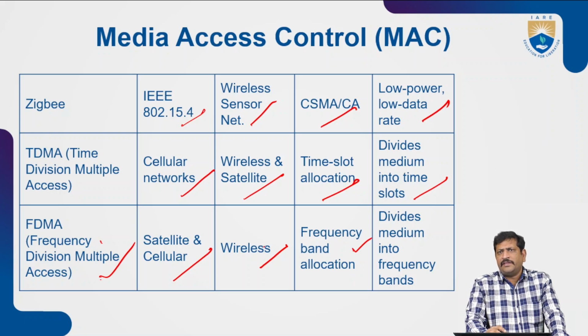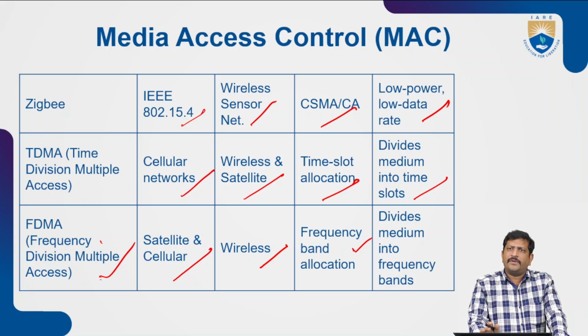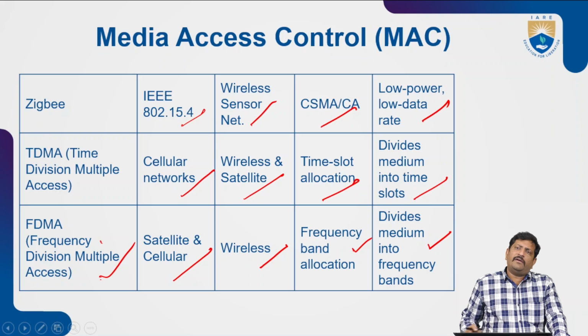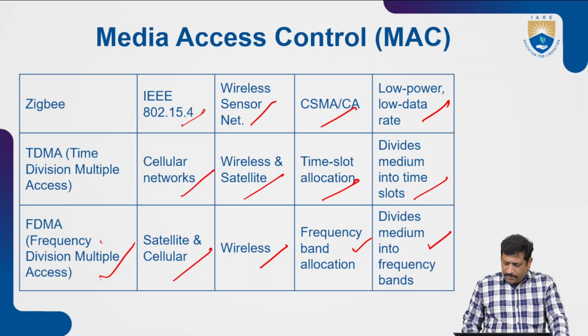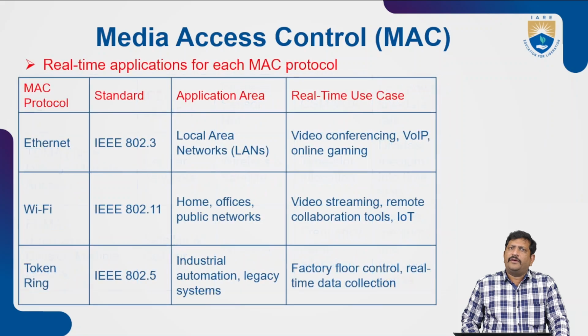The accessing method is based on the frequency band, and based on this, the signals can be allocated. Here it divides the medium into frequency bands. Whatever frequencies are available, based on the frequency band, that will be divided.